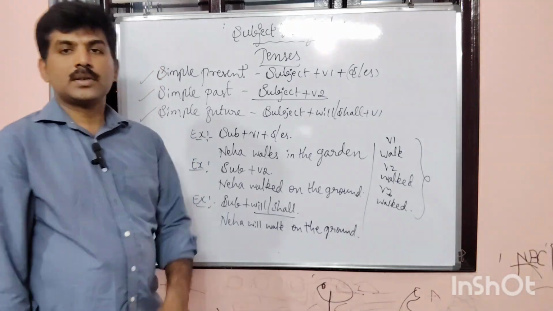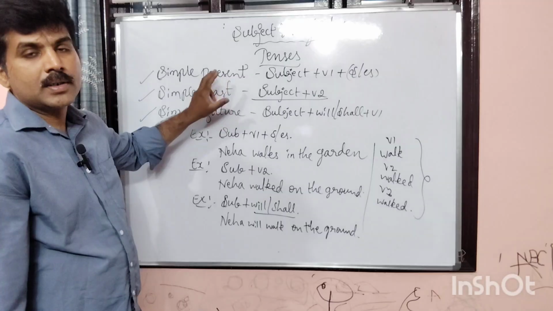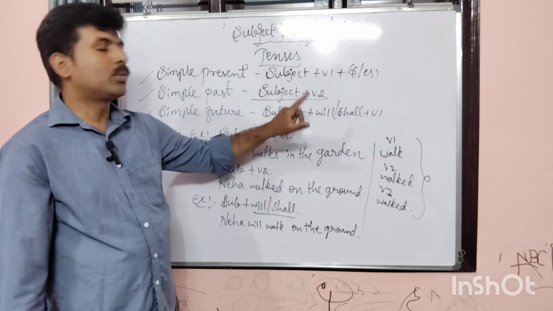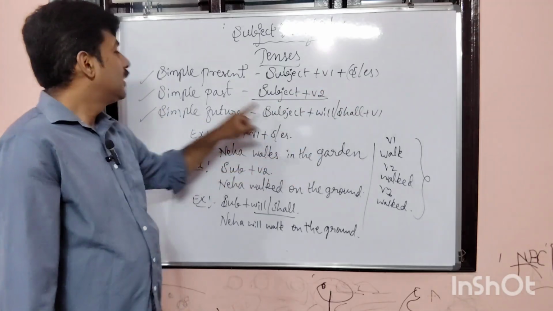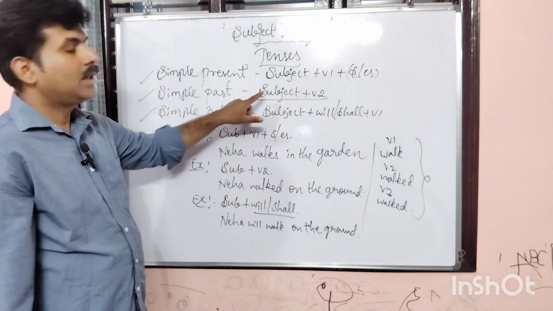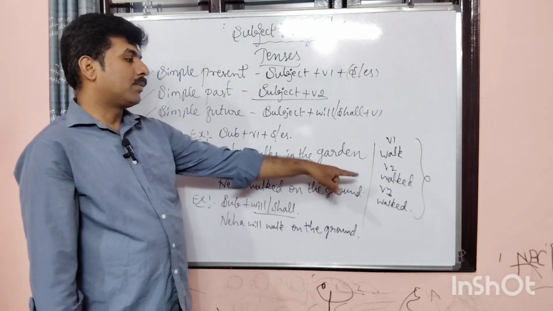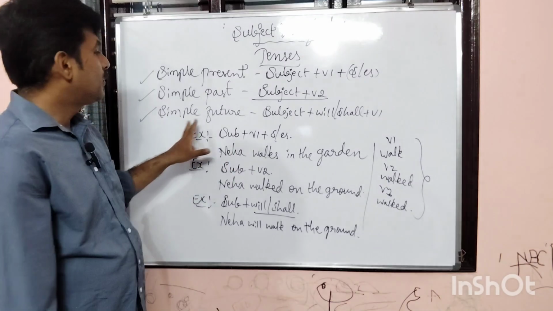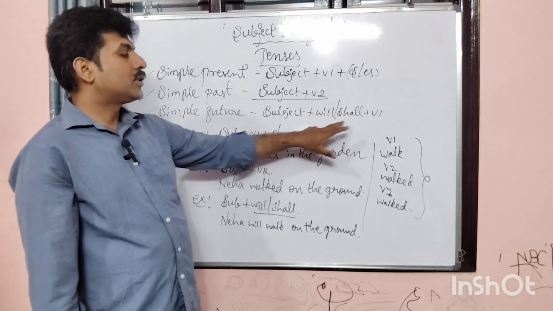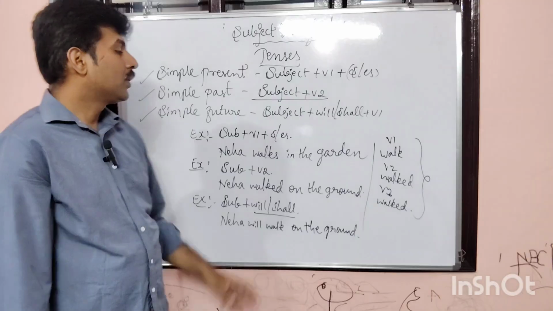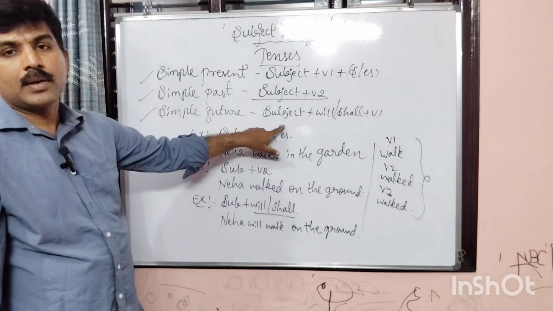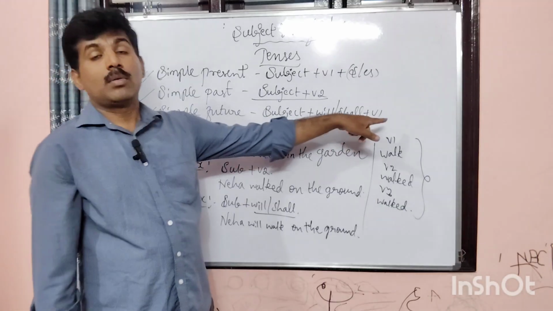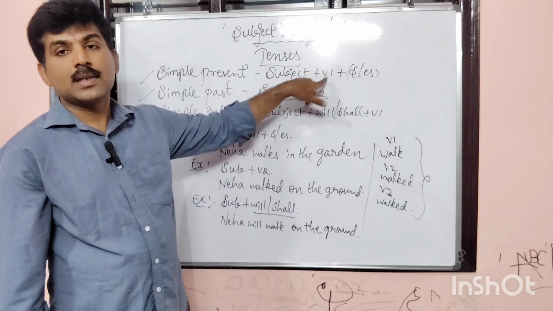I hope all of you understand this topic. So firstly, the simple present tense: subject, verb one, any verb one, the action word, including S or ES. Then simple past: the subject and verb two, any verb two form, where the action word changes. Then simple future: subject will or shall plus verb one form. Be very careful when applying simple future: you add only the verb one form. There is no change to verb two, or S or ES.